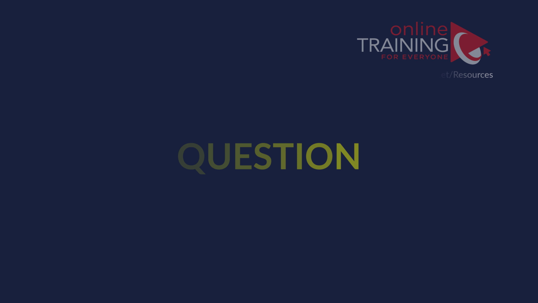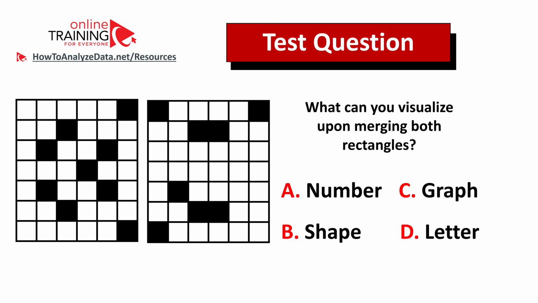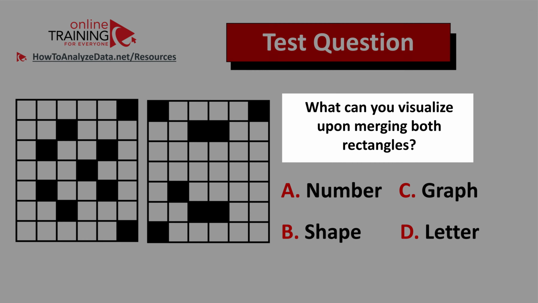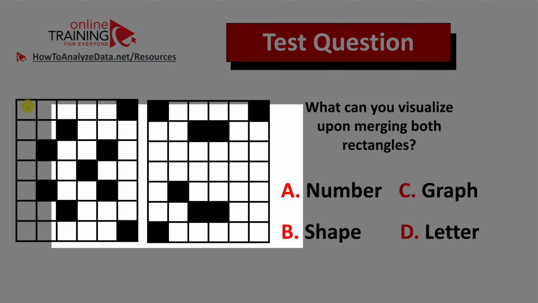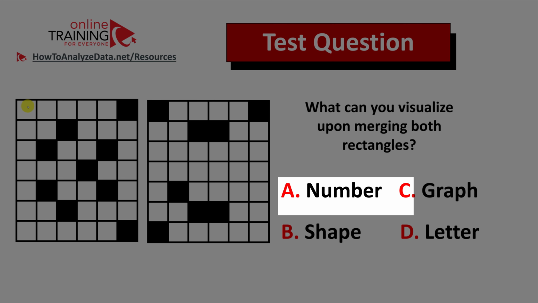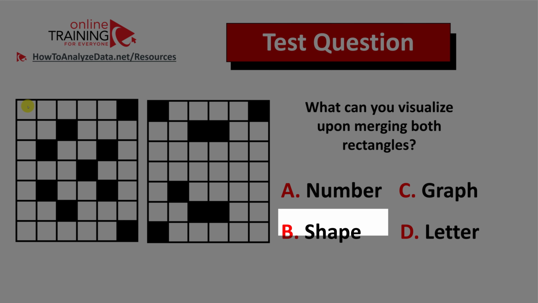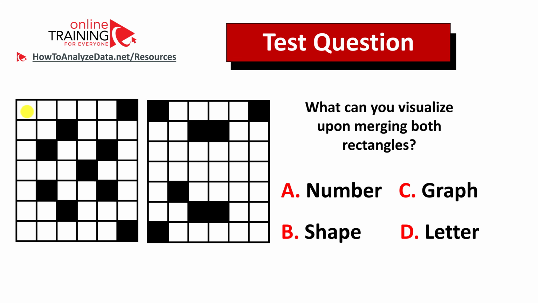Some of you might find this question tricky, but regardless of whether you can solve it or not on your own, you'll be excited to learn the solution to this real-life assessment test question. Here's the question. What can you visualize upon merging both rectangles? You're presented with two 7 by 6 rectangles on the left, and you have 4 possible choices. Choice A, number. Choice B, shape. Choice C, graph. Choice D, letter. Give yourself 10 to 20 seconds to see if you can come up with the answer on your own.